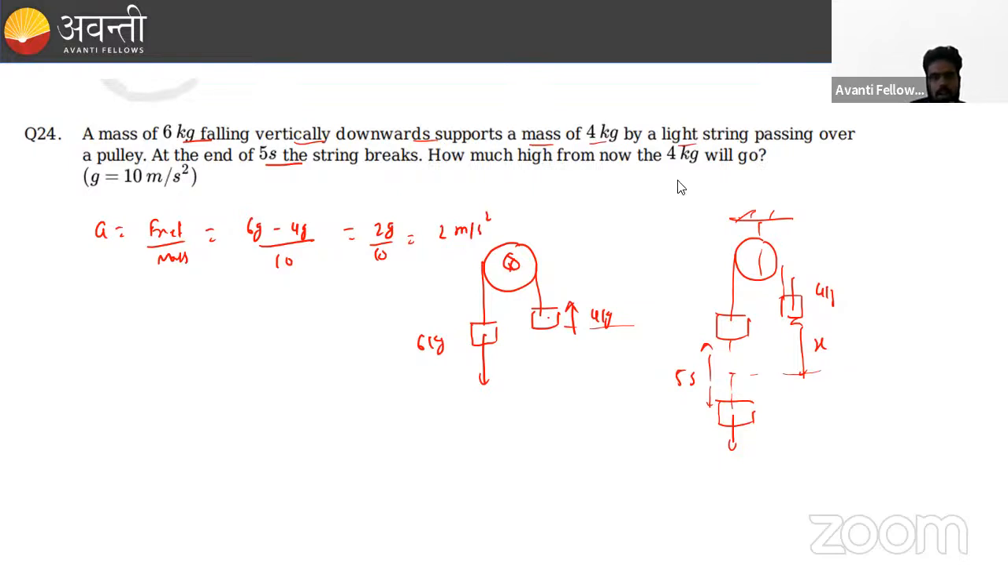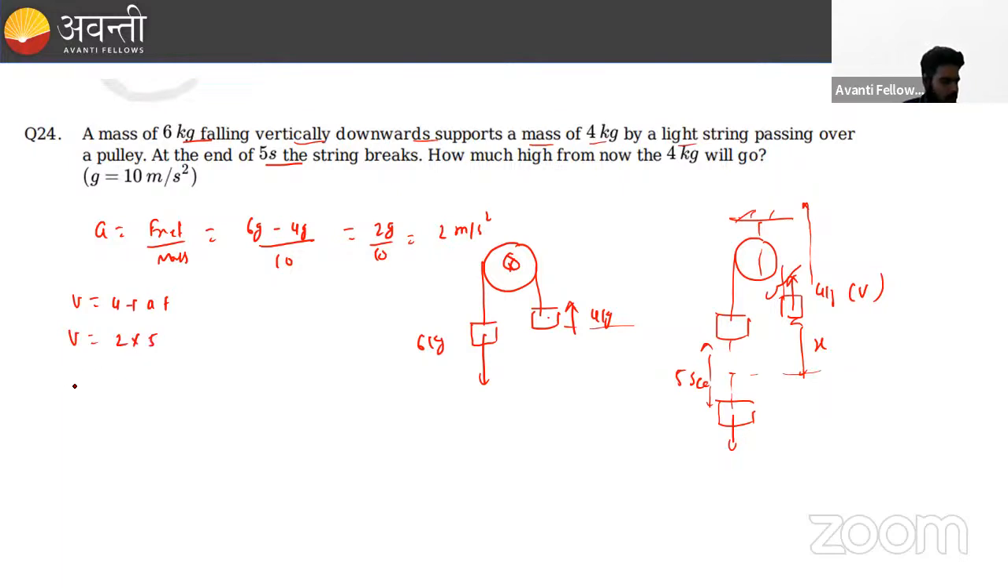So how high will the 4 kg block go? Suppose the string breaks at this position. Whatever velocity is attained by the 4 kg block in 5 seconds, the same velocity the 6 kg block has in 5 seconds. Due to this velocity, this block will move in the upward direction, right? Acceleration is given, so we can find the velocity achieved in 5 seconds: v equals u plus at. So a is 2, into 5 seconds, that is 2 into 5.